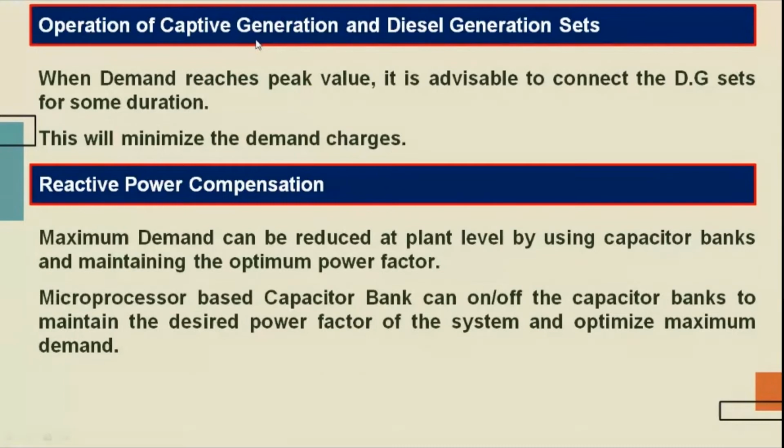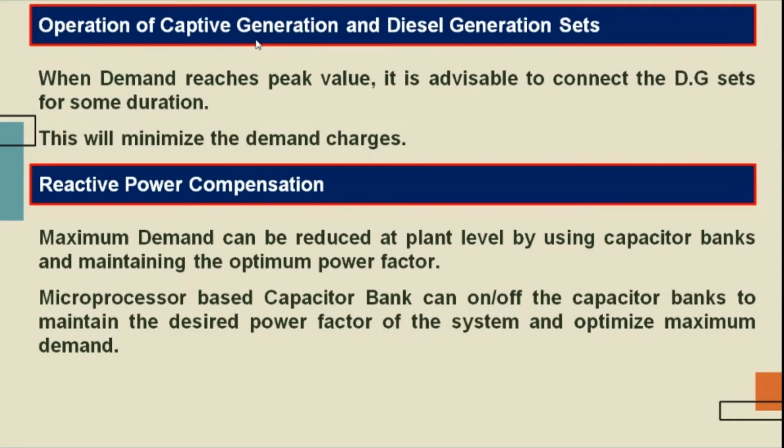Then operation of captive generation and diesel generation sets. Captive generations, मैंने आप लोगों को बताया था what is the meaning of captive generation. Captive generation का meaning है, for example, if Indorama is having a huge textile mills, and if they will buy the electricity from MSEDCL, they will have to pay a huge amount in the electricity bill itself. What will be the impact of this? The impact of this will be in the product. So whatever product they are manufacturing, that product will not be able to fetch higher amount in the market, and their profits will be reduced.